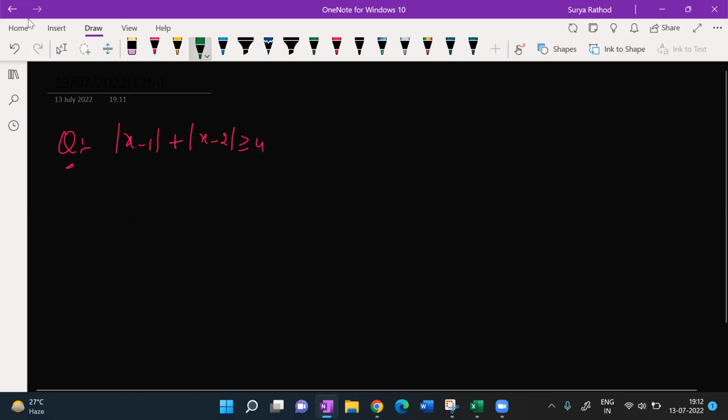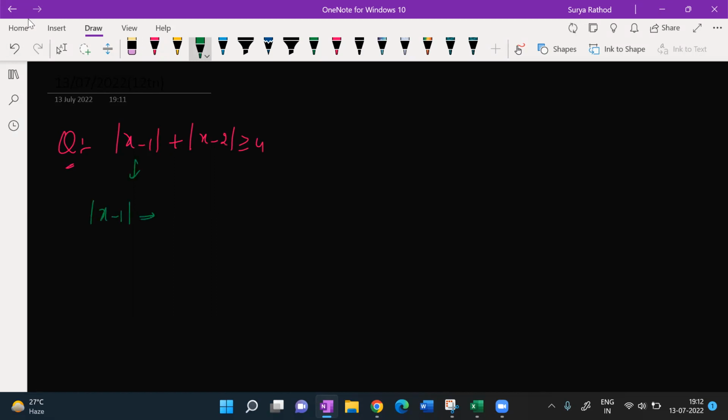What you have to do here is define this function. First of all, modulus of x minus 1 is defined as x minus 1 when it is positive, that is when x minus 1 is greater than or equal to 0, which is x greater than or equal to 1. It is negative when x minus 1 is less than or equal to 0, that is x less than or equal to 1. So these are the two inequalities I got.